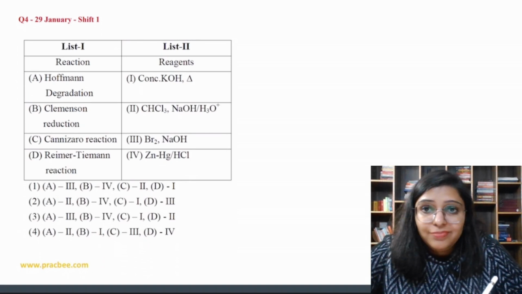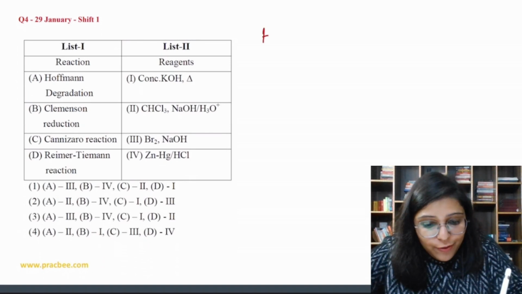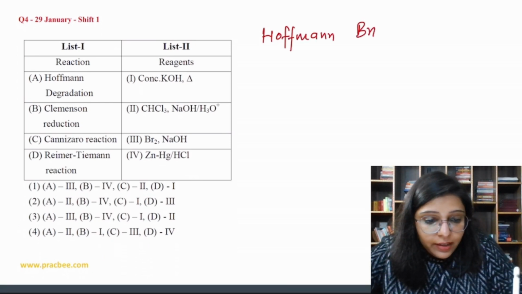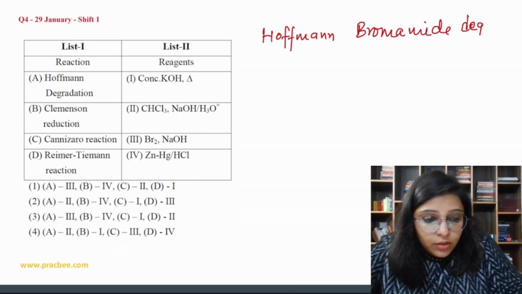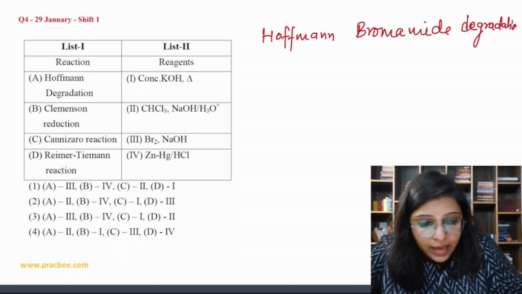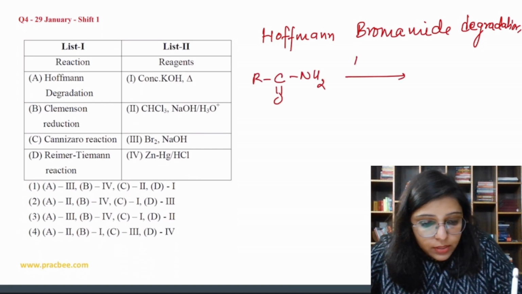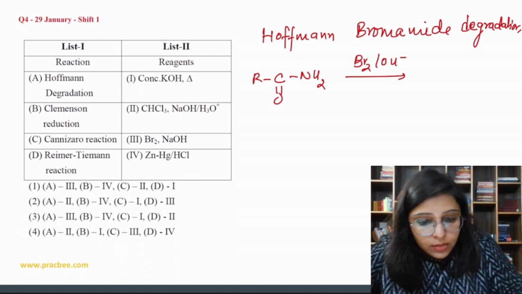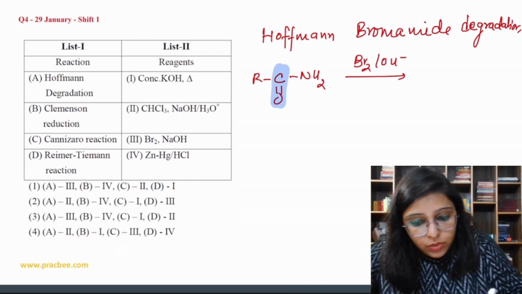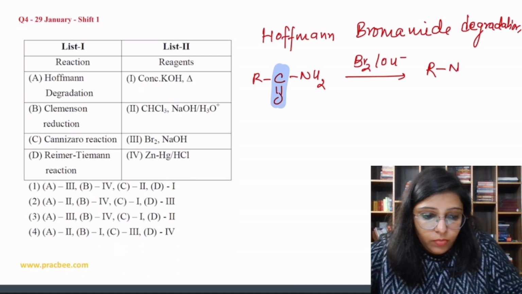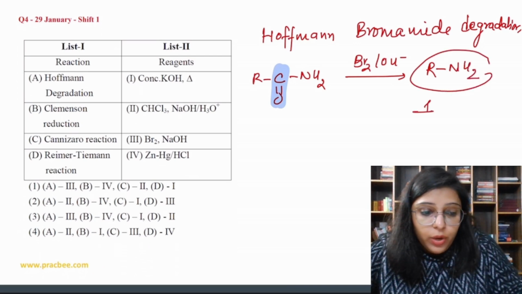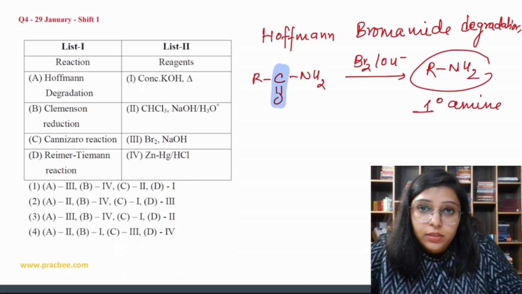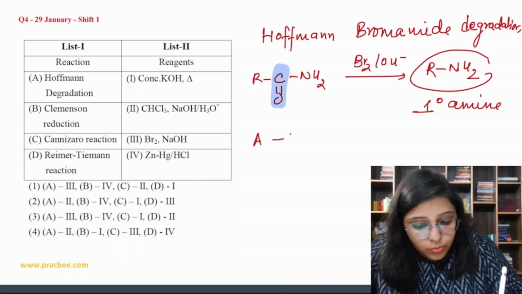Now, moving on to next question. So we have naming reactions. So first is Hofmann bromamide degradation. So in this, what happened? We have RC double bond O NH2 group. Now in the presence of Br2 and OH minus, what happens? You are just going to remove this CO and we get RNH2. We get 1 degree amine. Okay? So A can be matched with the third.